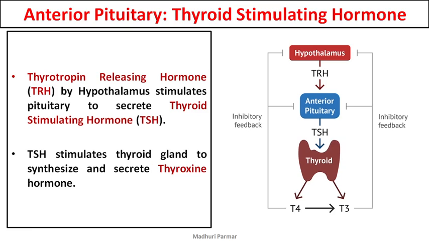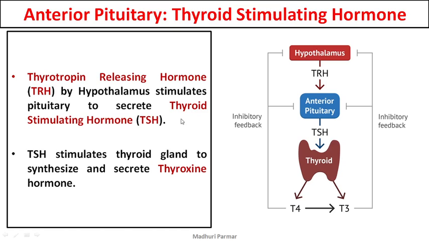This hormone is called thyroid stimulating hormone. Till now, we have seen two hormones of hypothalamus: growth hormone releasing hormone, growth hormone inhibiting hormone. We have seen one hormone from anterior pituitary called growth hormone. Now we are seeing the second hormone called thyroid stimulating hormone. Thyrotropin releasing hormone, called TRH, by hypothalamus. It stimulates the pituitary to secrete thyroid stimulating hormone or TSH.